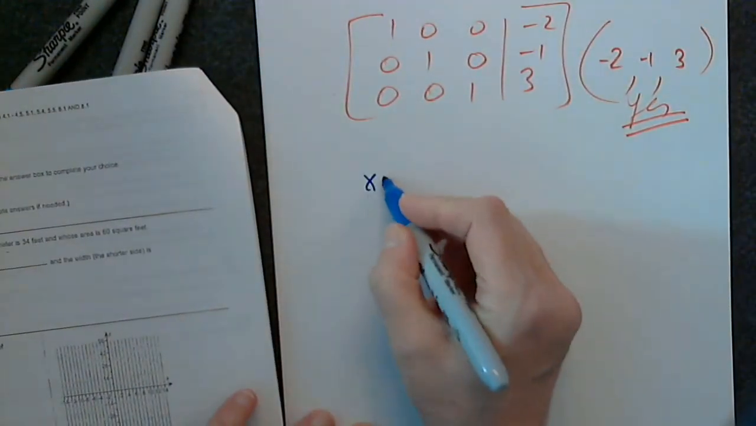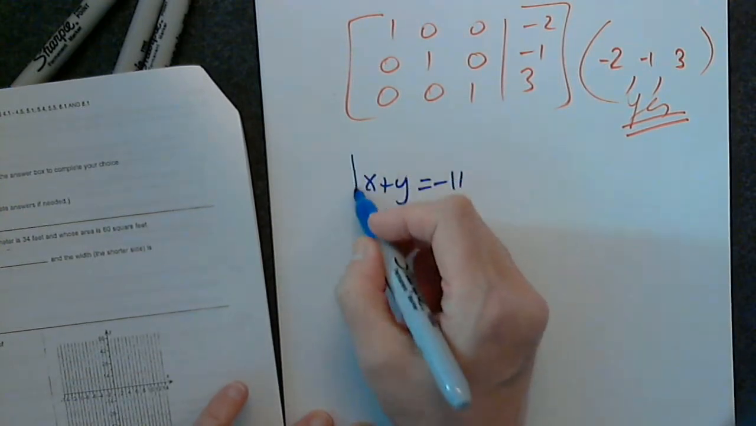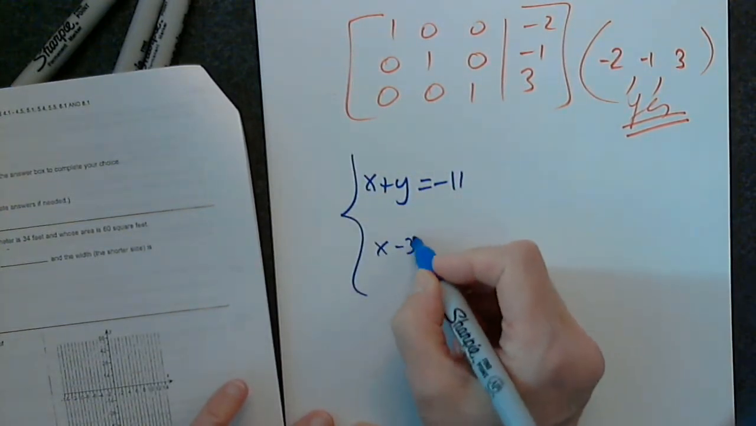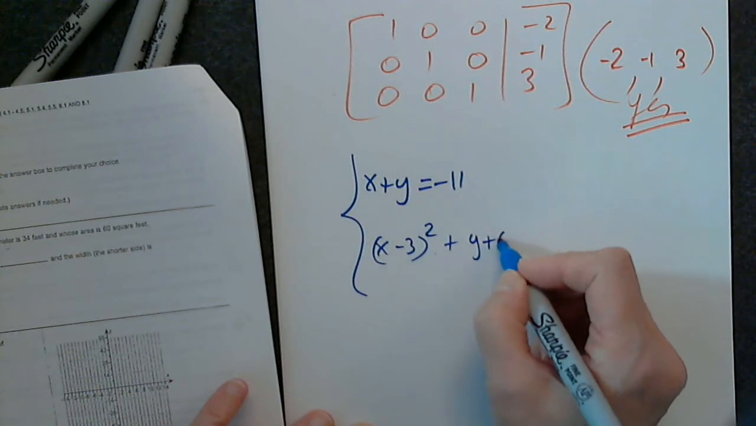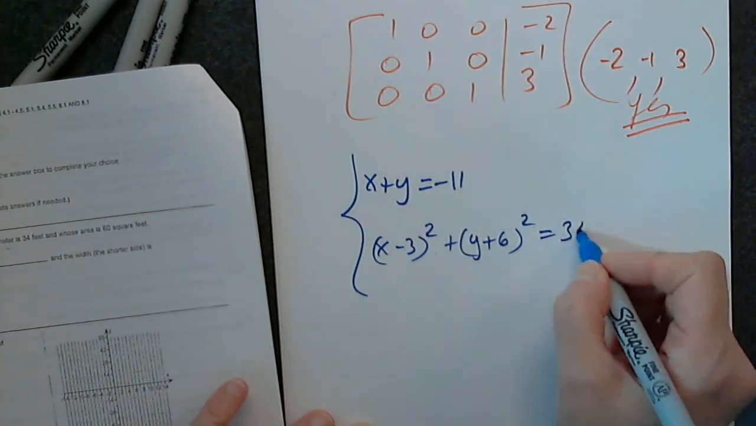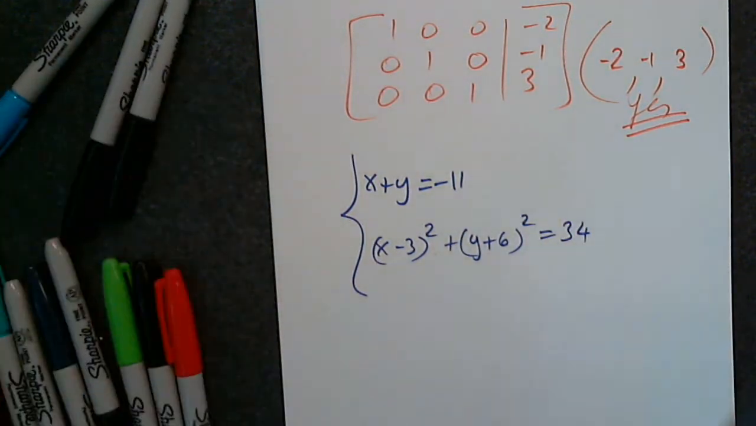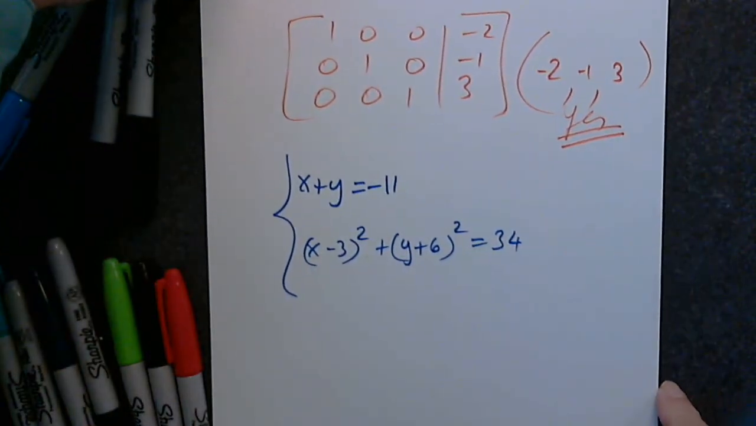So we have x plus y equals negative 11, and (x minus 3) squared plus (y plus 6) squared equals 34. So we're asked to solve this system. Is this a linear system? Is it a nonlinear system? What type is it?